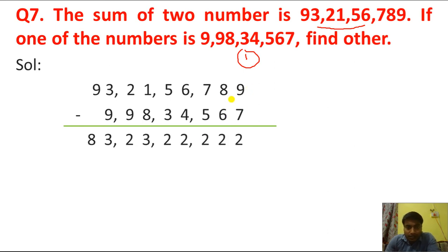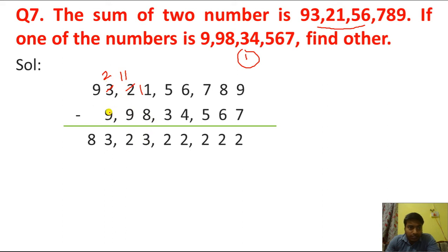we'll get 9 minus 7, 2; 8 minus 6, 2; 7 minus 5, 2; 6 minus 4, 2; 5 minus 3, 2. Now 1 is less than 8, so 1 will take borrow from this number, so this will become 1 and this will become 11. Now 11 minus 8, 3. Now 1 is less than 9, so it will take borrow from here, so this will become 2 and this will become 11. Now 11 minus 9, 2.